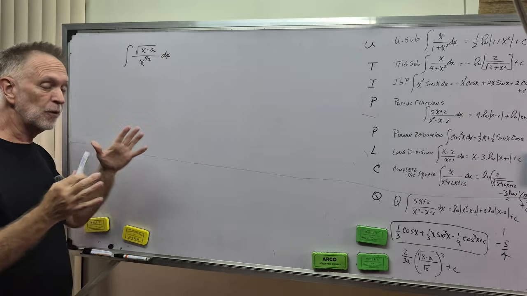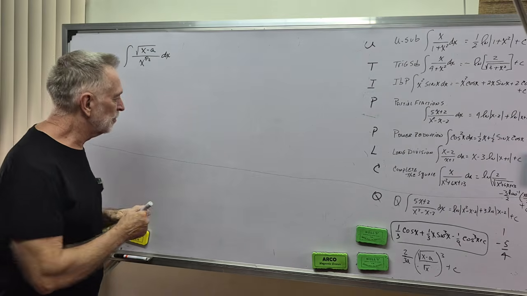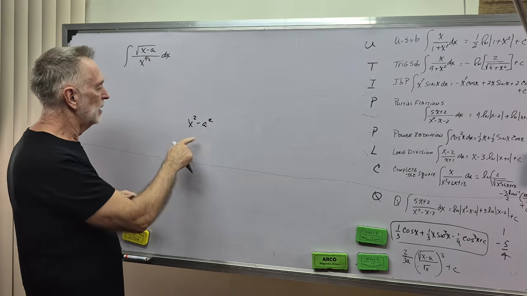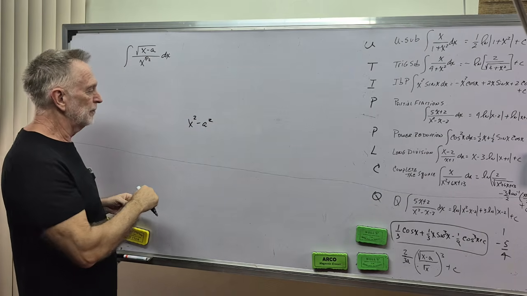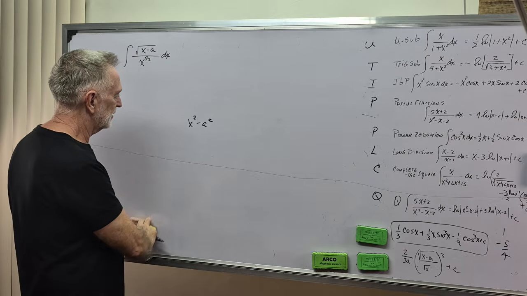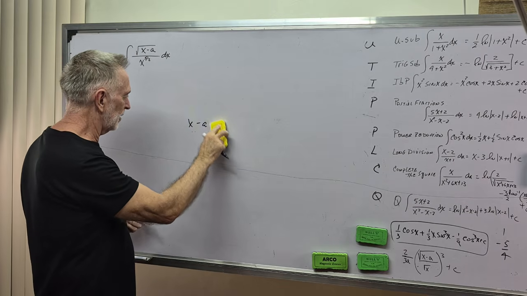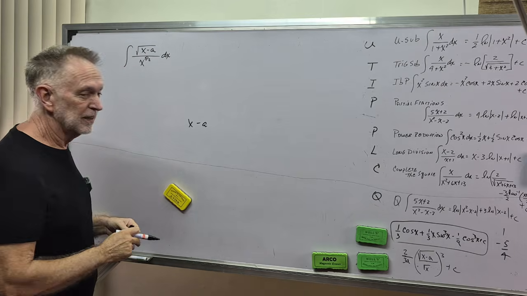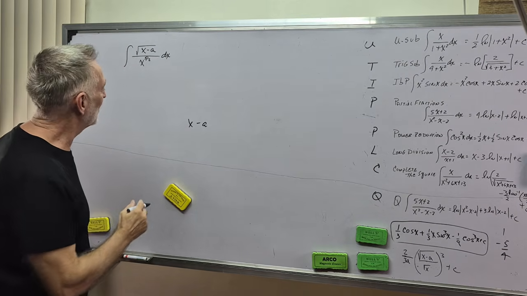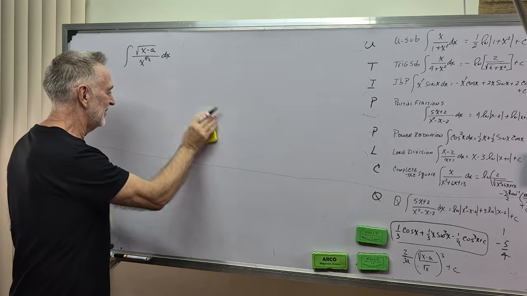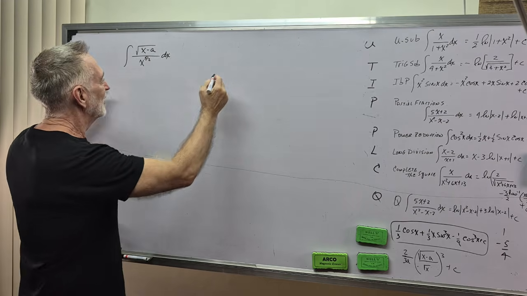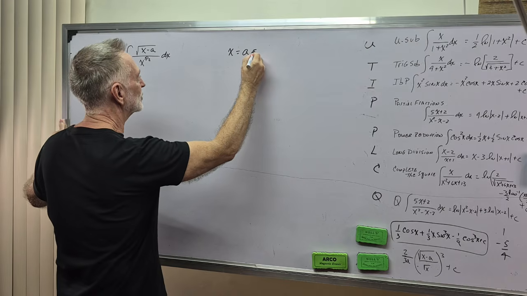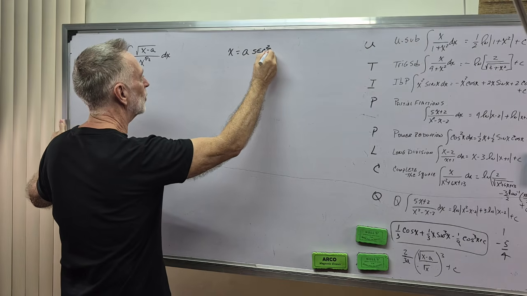What to do here? When we see a lot of problems, they may have an x squared minus a squared. We'll say, it looks like secant. Well, in this case, I don't have x squared and I don't have a squared. I just have x minus a. So what to do with that? Well, not to be outdone, let's let x equal a secant squared theta.